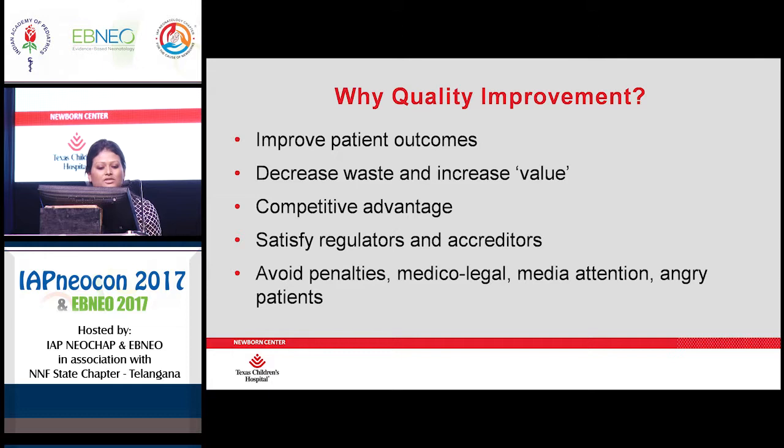It's also to satisfy the regulators and the accreditation bodies such as JCI, CMS, and in India, I heard you have something called NABH. And to avoid penalties, medico-legal complications, media attention for safety errors that happen, and most importantly, angry patients and parents. We've all dealt with them and it's not a good thing.